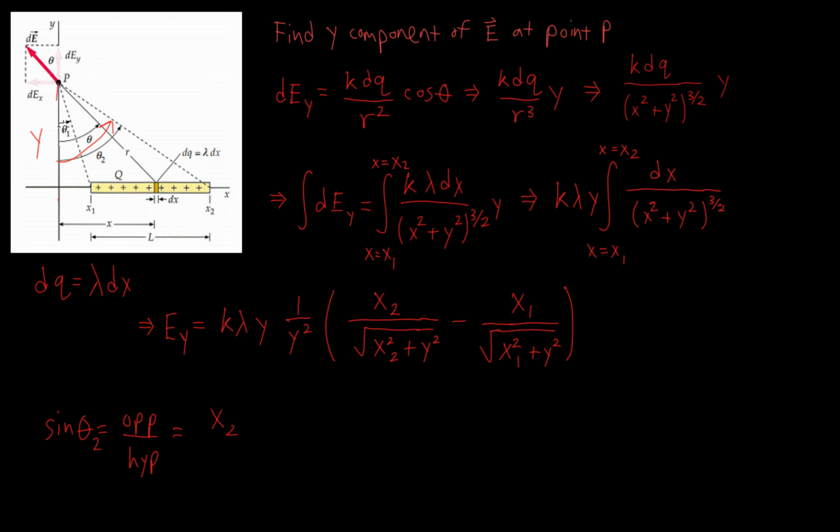Because in this larger triangle right here, if we were to draw the triangle out, we have that theta 2, and we have the vertical distance y, and theta 2 corresponds to x2, and the opposite side to the angle is just x2, and the hypotenuse is just this side squared plus y squared.